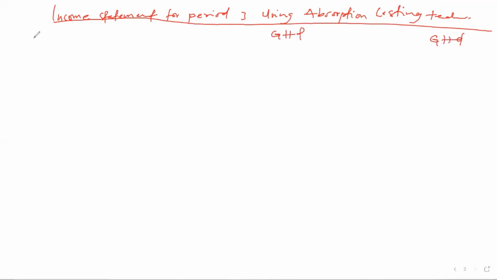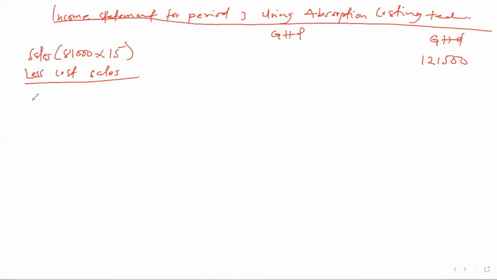The same thing, we always start with our sales. And our sales unit was 81,000 by 15, and we had 1,215,000. Then we less our cost of sales. This is the same format. There was no opening stock. So this one will be absorption cost of production.